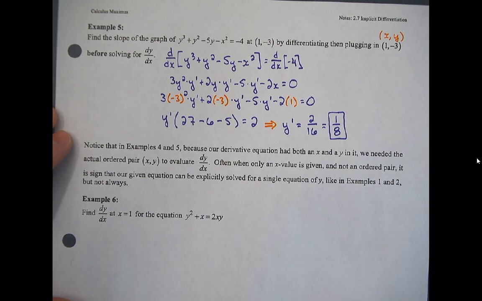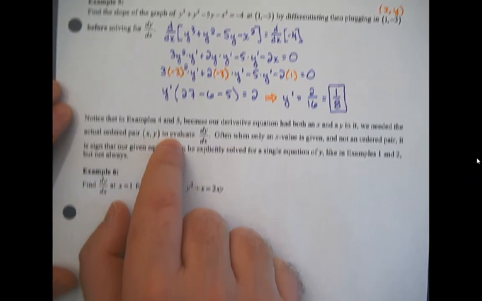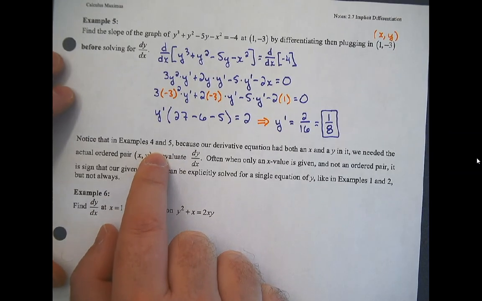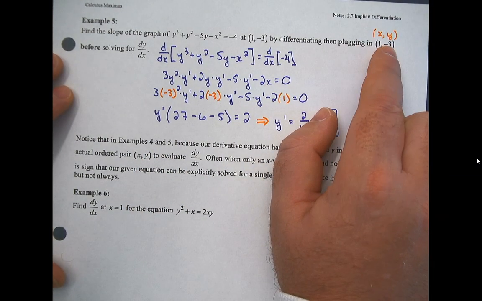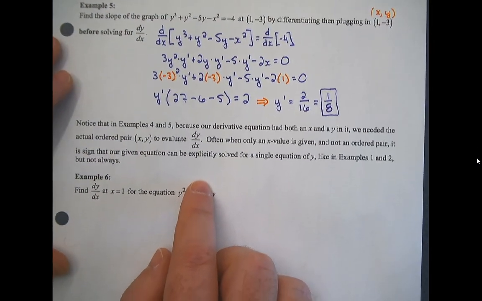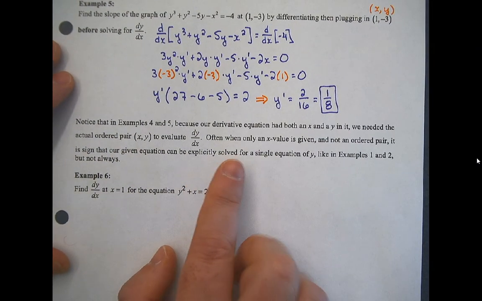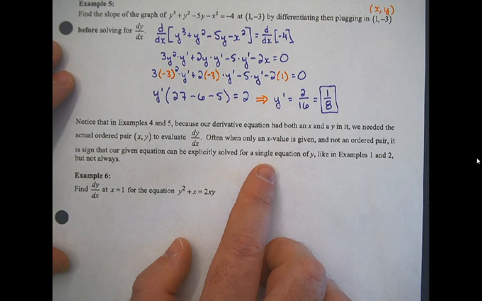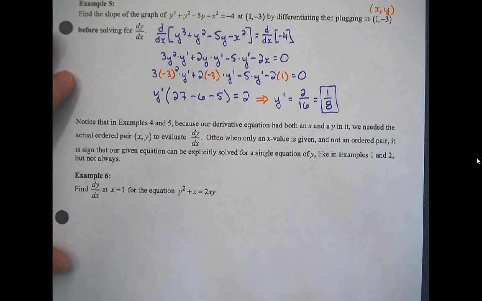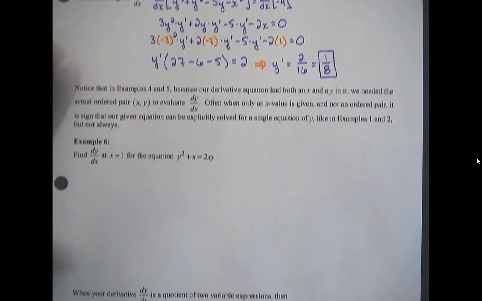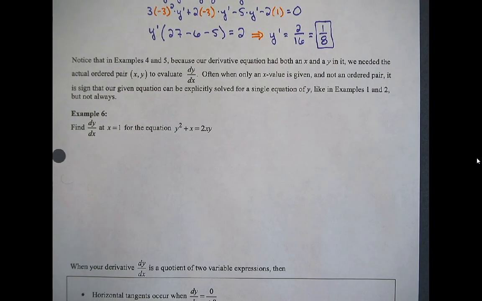Okay, so if you'll notice in this next part, they're saying, notice in example 4 and example 5, they gave us the full point. They gave us the x value and the y value. Most of the time, they only give you an x value. So that means you have to go find your y value.